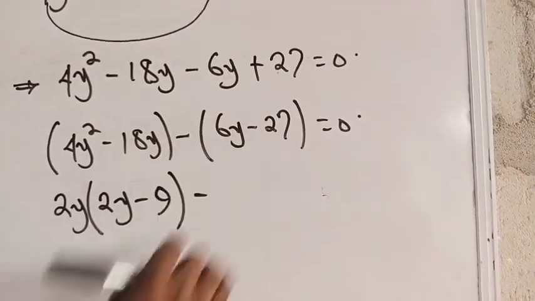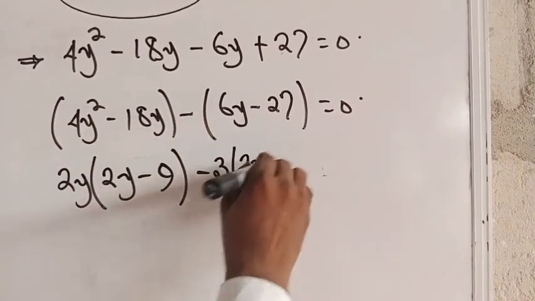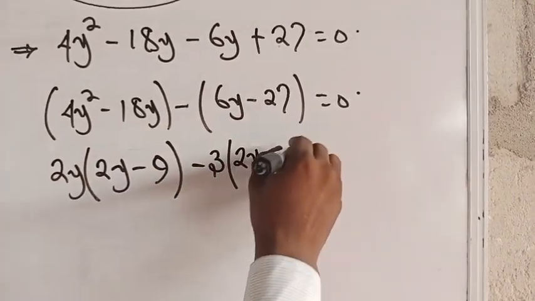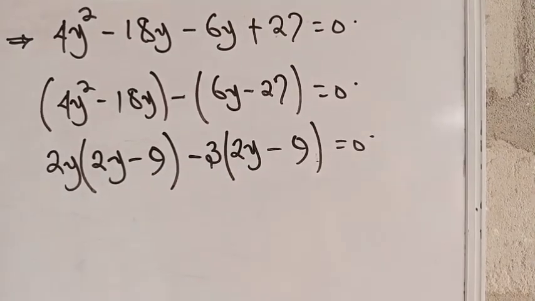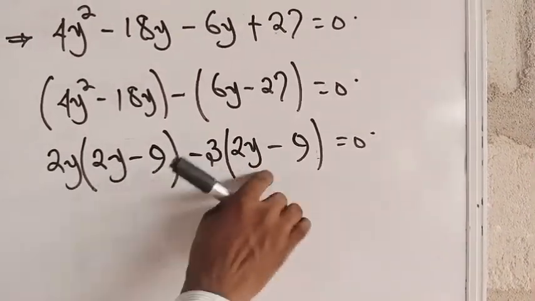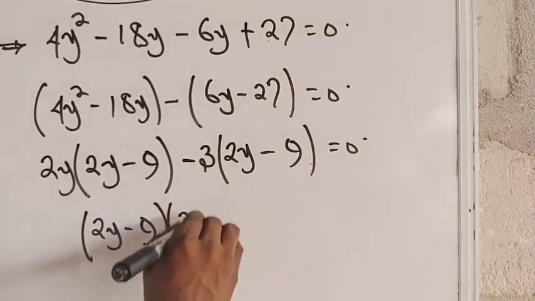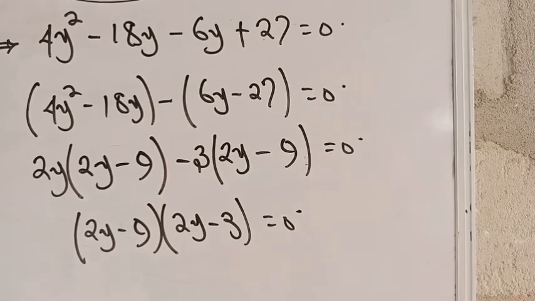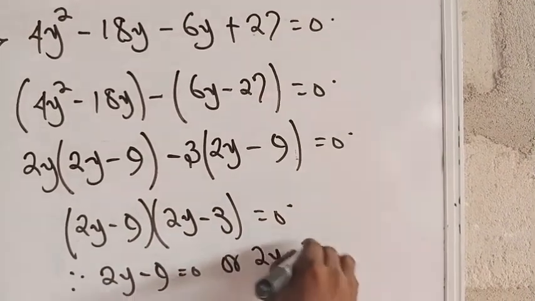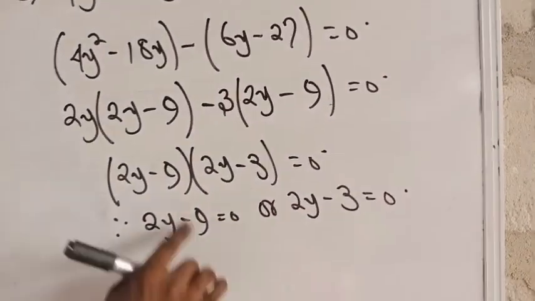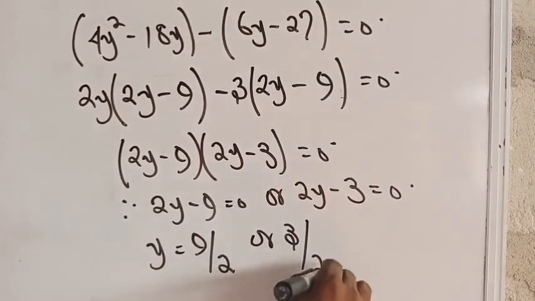What is common between 6 and 27 is 3. If I remove 3 from 6 as a factor, I'm left with 2y. If I remove 3 from 27 as a factor, I'm left with 9, equals 0. So you can see the two brackets are the same. Anytime you factorize, it's always so. So let's treat the two brackets as one, 2y minus 9. Let's take those outside the bracket, 2y minus 3 equals 0. Therefore, we have 2y minus 9 equals 0, or 2y minus 3 equals 0. So if I find y from here, my y will give me 9 over 2 or 3 over 2.